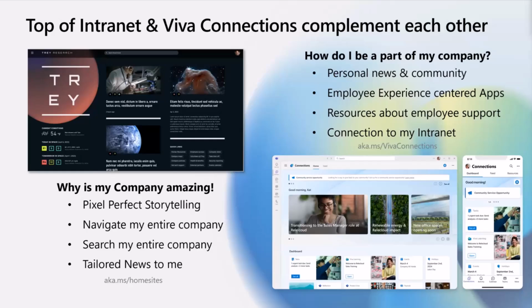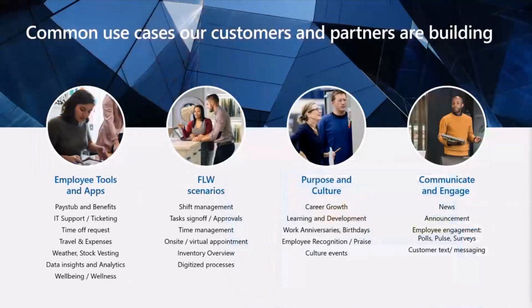Cool. Now, common use cases on the Viva Connection. Since I have a few minutes, I can actually do a bit of this. So, of course, these are really intended to be the employee tools and applications. So your pay stub and benefits, what's the relevant information? Say IT support, ticketing, a really, really typical thing. Time off request, travel expenses.